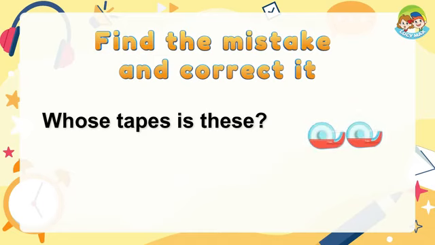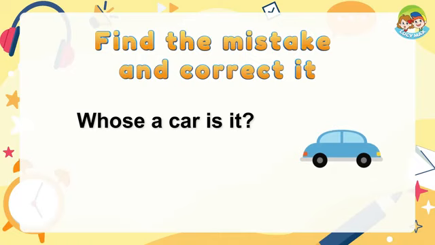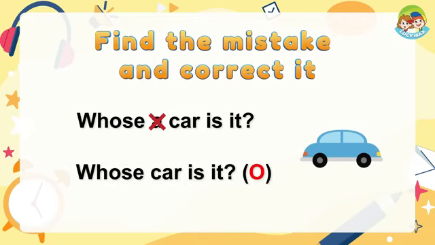Whose tapes is these? Tapes is plural. We use the be verb are with plural. The question should be, whose tapes are these? Whose a car is it? There's no a or an with possessive adjectives. The question should be, whose car is it?